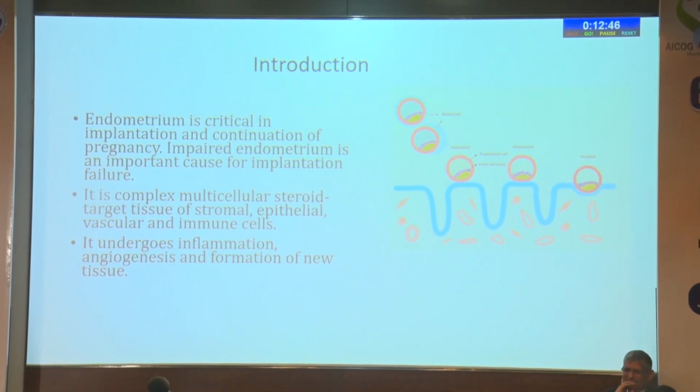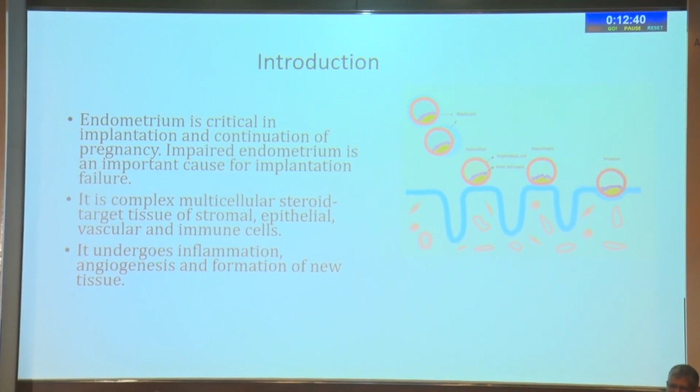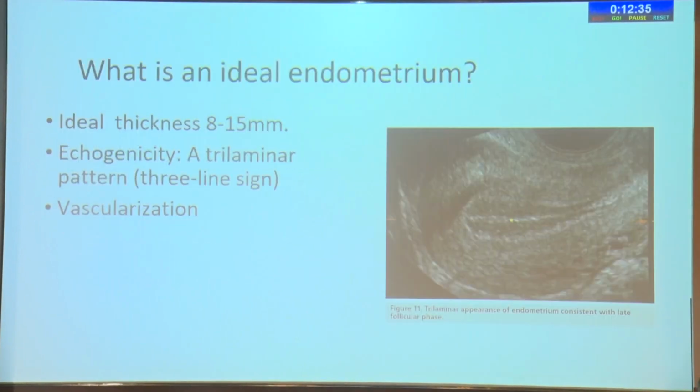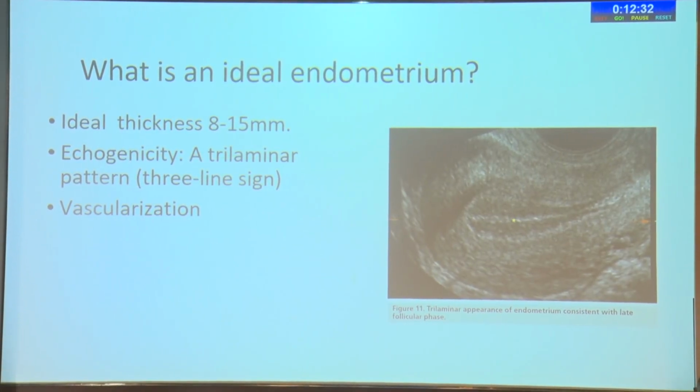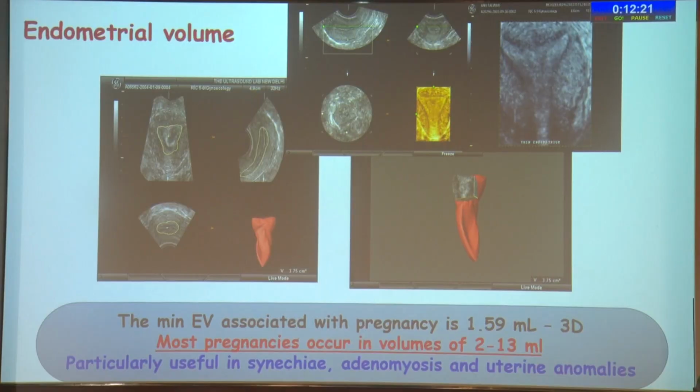And we all know that endometrium is a complex multicellular steroid-targeted tissue of stromal, epithelial, vascular, and immune cells, undergoing inflammation, angiogenesis, and formation of new tissue. And what is ideal endometrium? That is what we all want. An endometrium which is good trilaminar with good halo and thickness of more than 8 millimeter with good vascularization up to zone 3. And even these days with good ultrasound machines, we have understood that endometrial volume is also very good. So we want a good volume. And we have understood that most pregnancies occur in volumes of more than 2 to 13 milliliter.